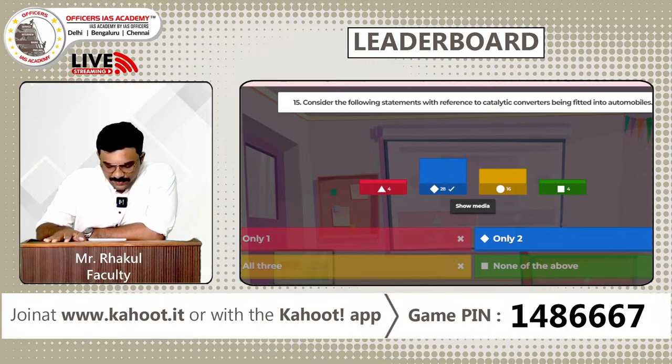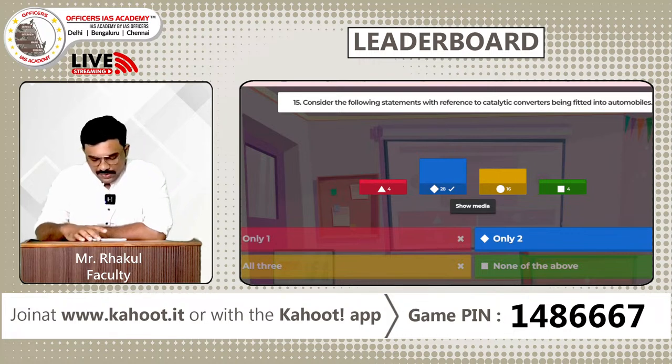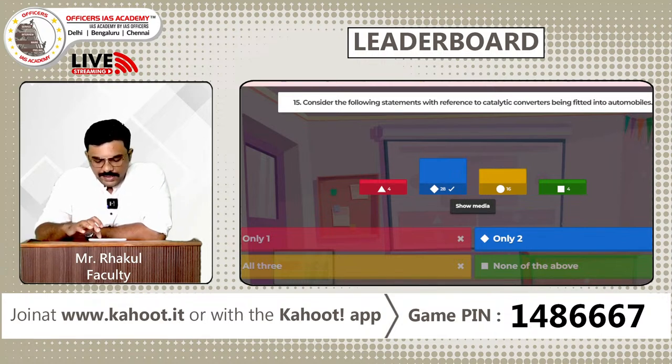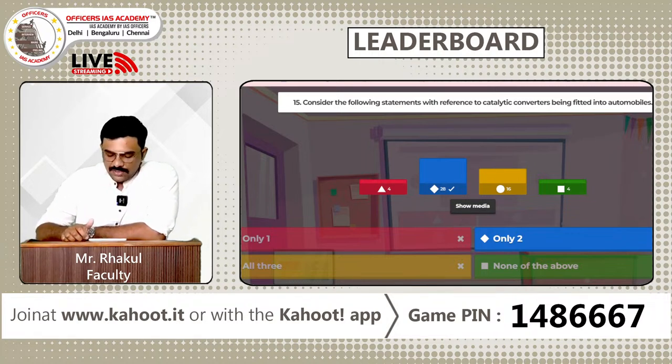Third statement, it is correct. Motor vehicles equipped with catalytic converters should use unleaded petrol only. So statement 3 is also correct. So here the correct answer is option B regarding catalytic converters. Now let us see, 28 people have given the correct answer, that is option B. 14 people have given option C. I hope they come to know that there is also a byproduct called nitrogen gas from the catalytic converters. Water vapor and hydrogen are not the only byproducts. Nitrogen gas is also there.